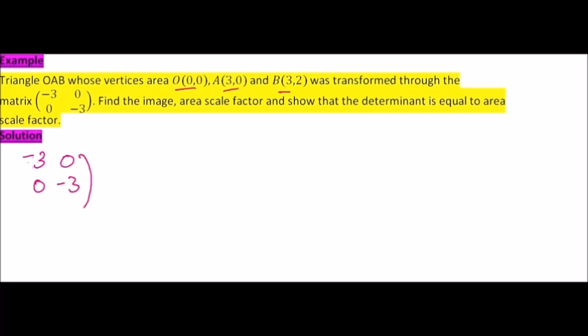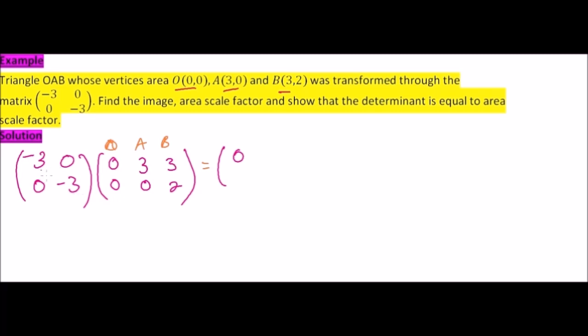So this is our transformation matrix, and we pre-multiply the matrix formed from the vertices of our object, that is 0, 0, we have 3, 0, and we have 3, 2. Close the bracket. It is equal to the matrix to be formed using the image vertices, our OAB. The matrix formed from the image has 0, 0.